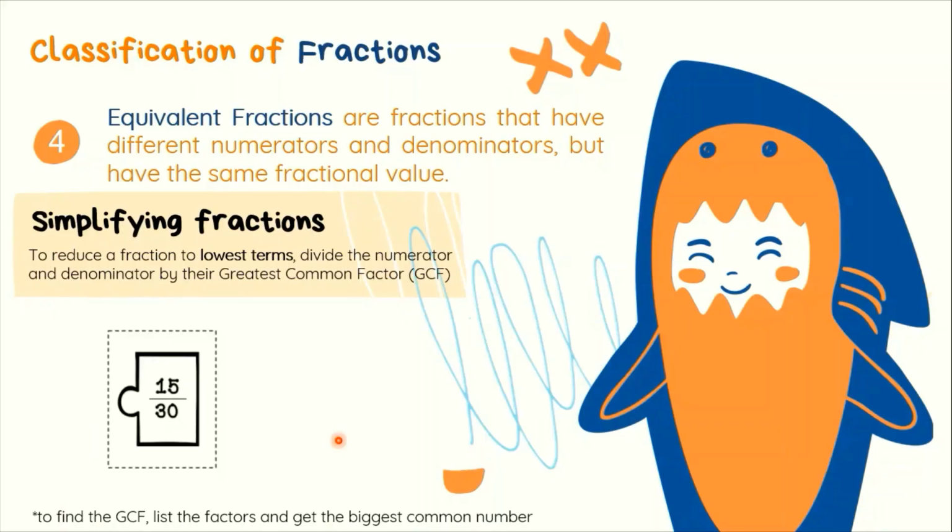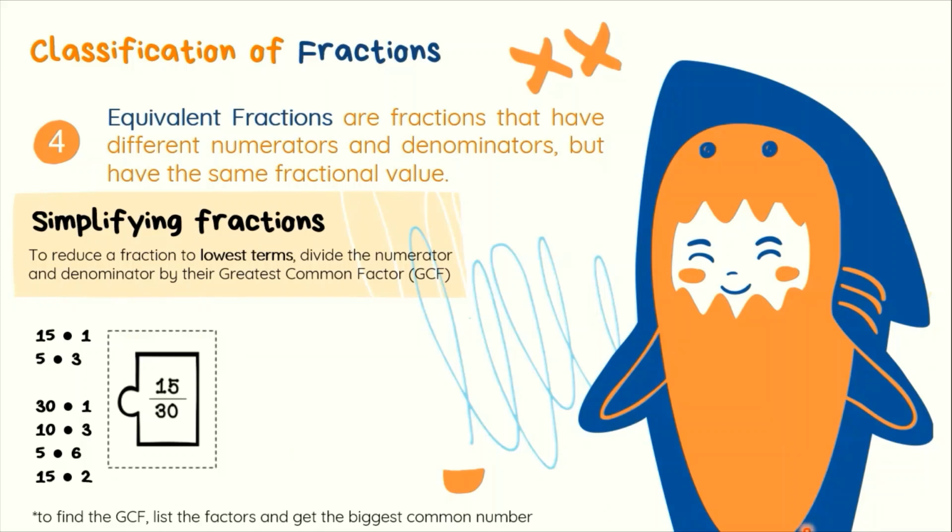Listing down the factors of 15, we have 15 times 1 and 5 times 3. Wala naman ang iba. For 30, we have 30 times 1, 10 times 3, 5 times 6, and 15 times 2. Since tayo ay nakapaglista na ng factors ng ating numerator at denominator, hahanapin na natin yung mga factors na pareho or common sa kanilang dalawa.